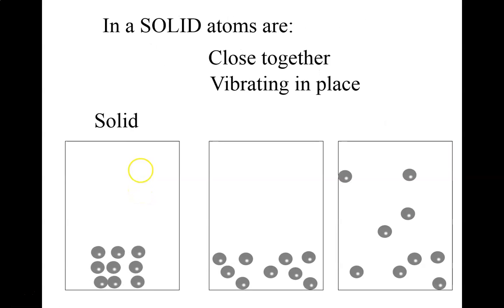So in a solid, the atoms are the closest. I could see an easy multiple choice question along these lines: in what state of matter are the atoms the closest? That's in a solid. And the atoms are vibrating in place.